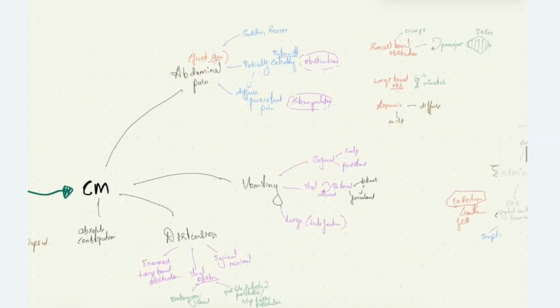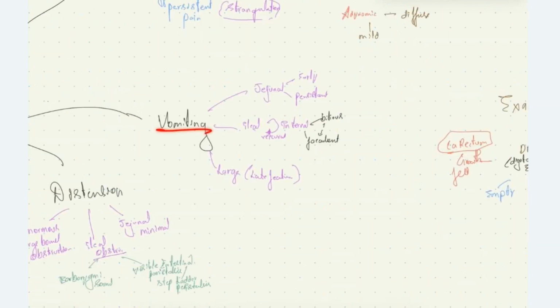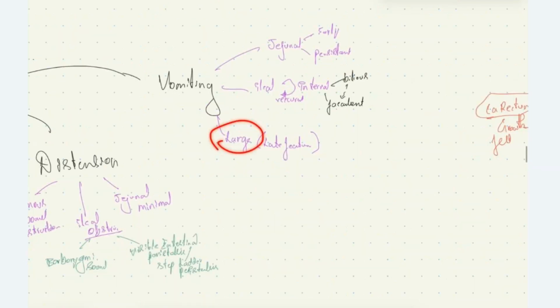Next, we saw abdominal pain. Another symptom with which the patient can present is vomiting. In case of jejunal obstruction, there will be early and persistent vomiting. In case of ileal obstruction, there will be recurrent vomiting with intervals in between, meaning that the vomiting occurs at intervals. The vomiting is initially bilious, followed by feculent vomiting. In large bowel obstruction, vomiting is a late feature, so we usually don't see vomiting in large bowel obstruction.